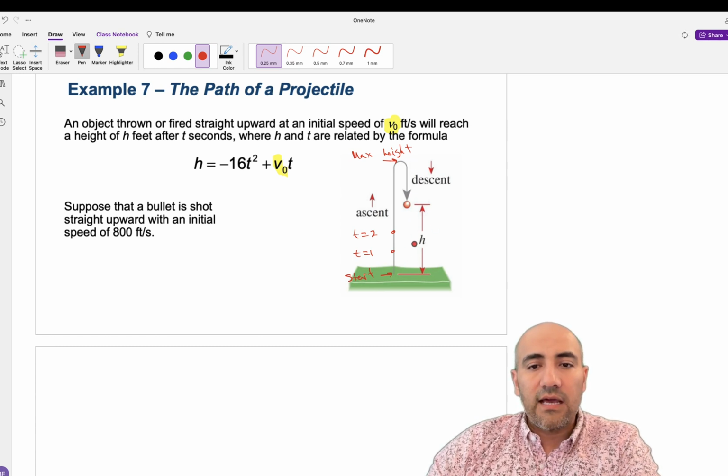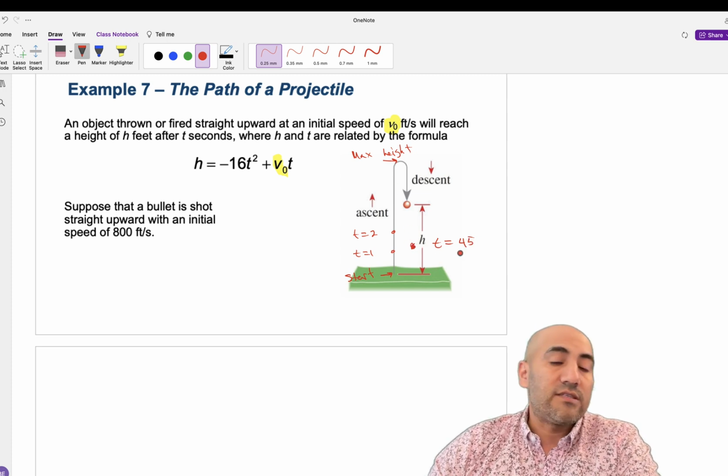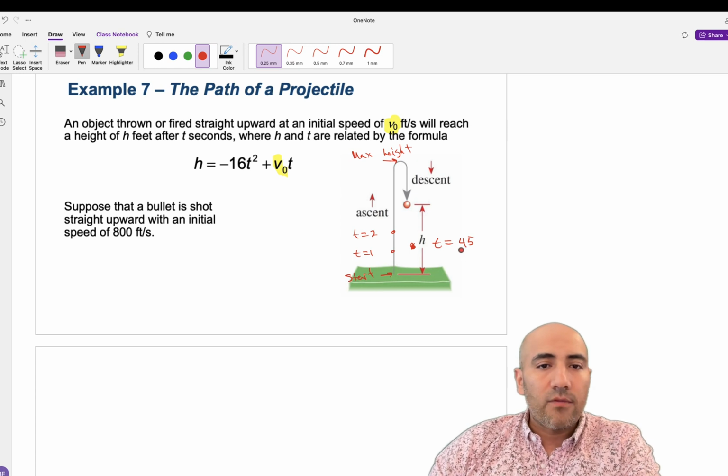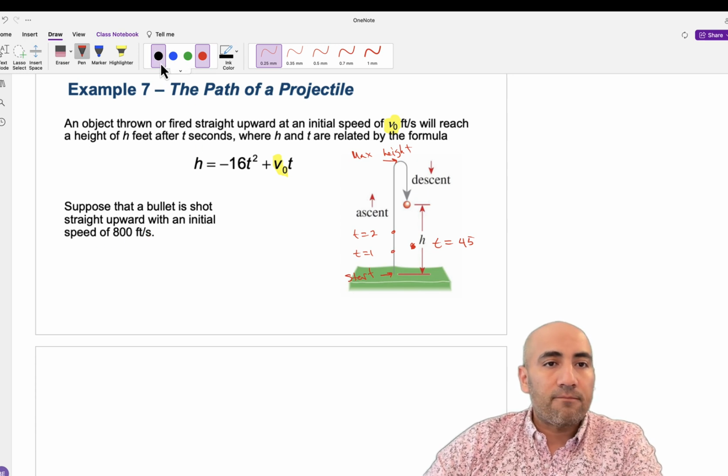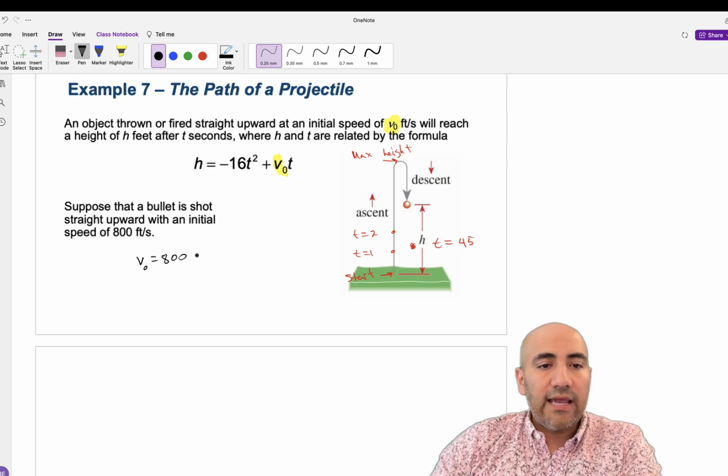So maybe by the time we're way over here, I'm just making something up right now. Let's say by the time we're at t equals 45 seconds, maybe we're already on our way down, for instance. Okay, all right, so suppose that a bullet is shot straight up with an initial speed of 800 feet per second. Okay, so they've given you v0. v0 for this case, a bullet, is equal to 800 feet per second.